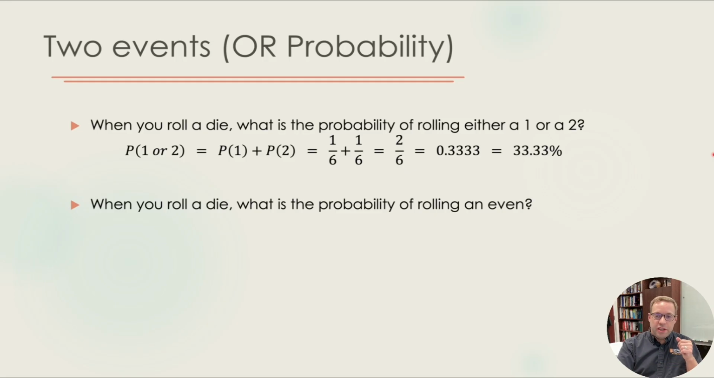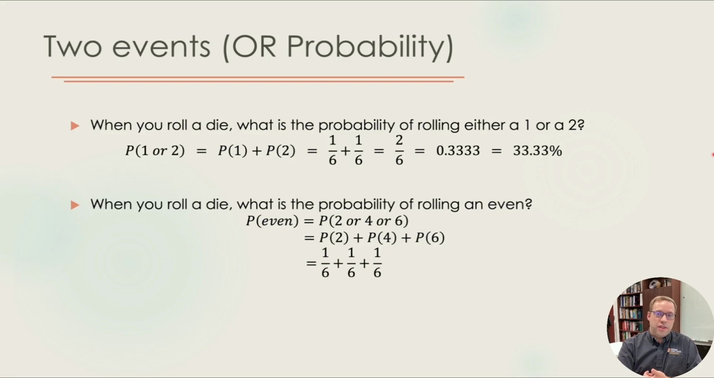All right, what's the probability of rolling an even? How can we roll an even? Well, you can roll a 2 or a 4 or a 6. So the probability of rolling an even is just an or probability: 2 or 4 or 6. So what's the probability of 2 plus the probability of 4 plus the probability of 6? Each one of those is 1/6, which adds up to 3/6, which is 1/2 or 50%. And that's exactly what we got back in lesson 9.